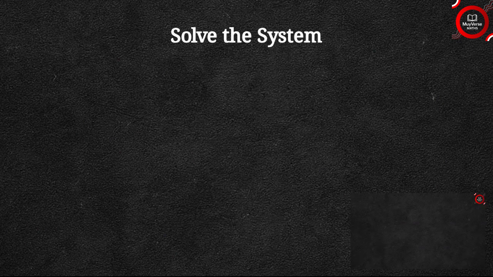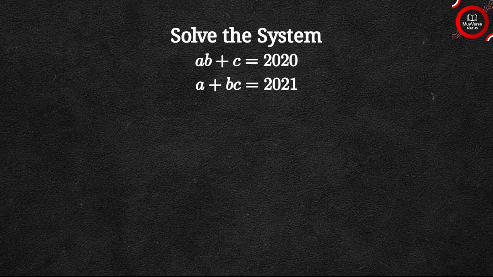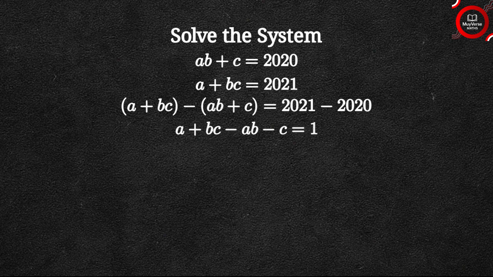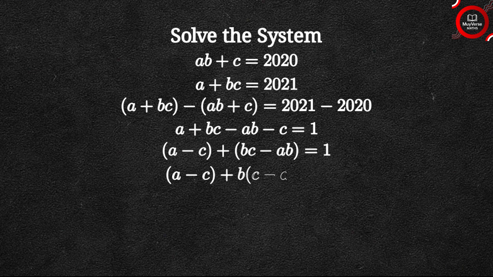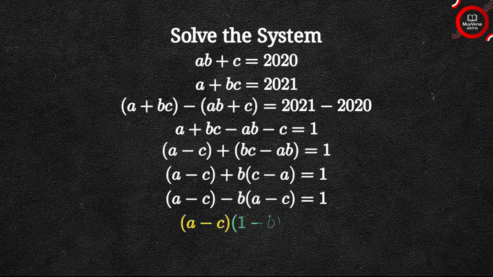Let's solve this system of equations step by step. We are given two equations in three variables. A smart move is to subtract the first equation from the second. That gives us a plus bc minus ab minus c equals 1. Now let's group and factor. First group the terms, then factor out a minus c, and finally factor the common term.